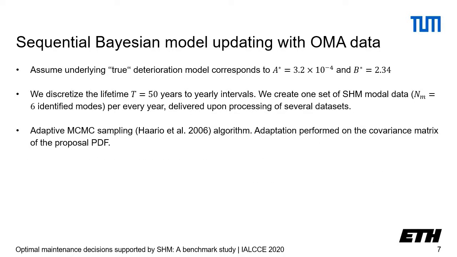In order to demonstrate how the sequential Bayesian model updating framework performs in identifying the parameters of the deterioration model, we assume the following scenario, that the underlying true deterioration model corresponds to parameter values A star and B star. We discretize the lifetime that we assume is 50 years into yearly intervals, and given A star and B star, given the true model, we create one set of SHM model data per year. For the solution of the Bayesian model updating problem, we employ an adaptive MCMC sampling algorithm.